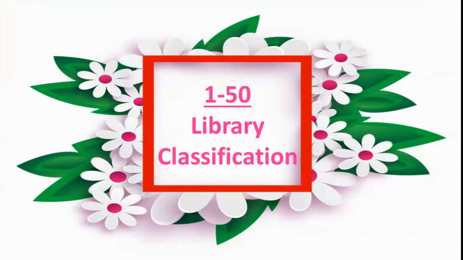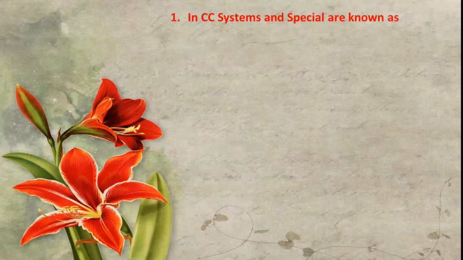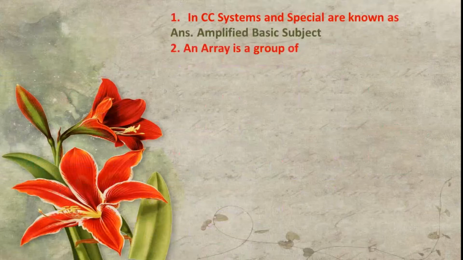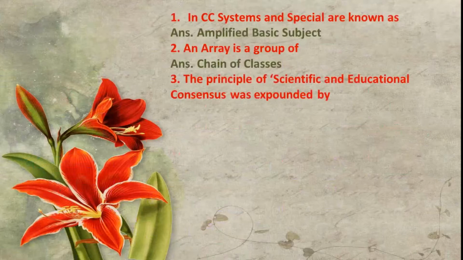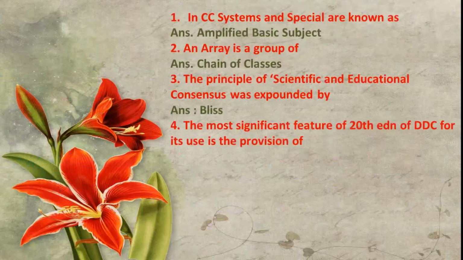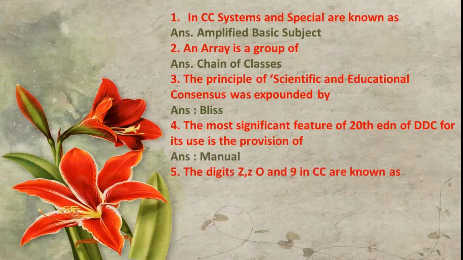Number 1 to 50, library classification. Number 1, in CC, systems and special are known as amplified basic subject. An array is a group of chain of classes. The principle of scientific and educational consensus was expounded by Bliss. The most significant feature of the 20th edition of DDC for its use is the provision of manual.